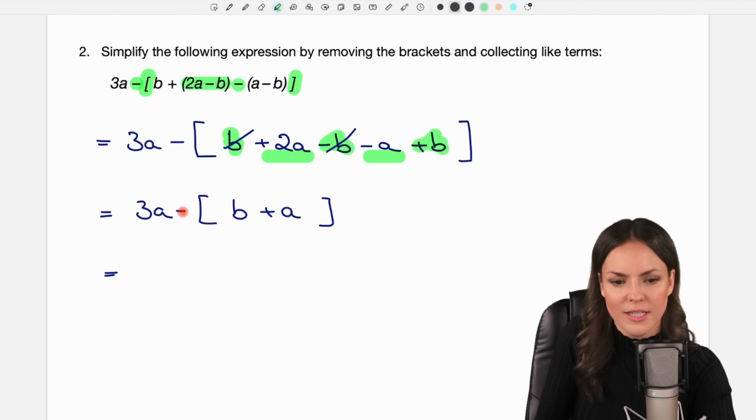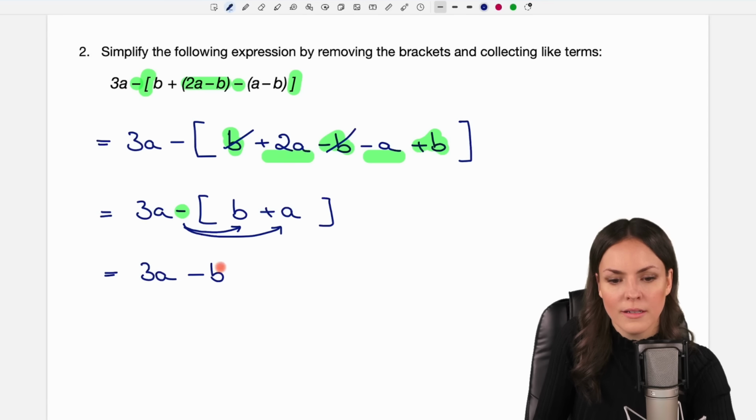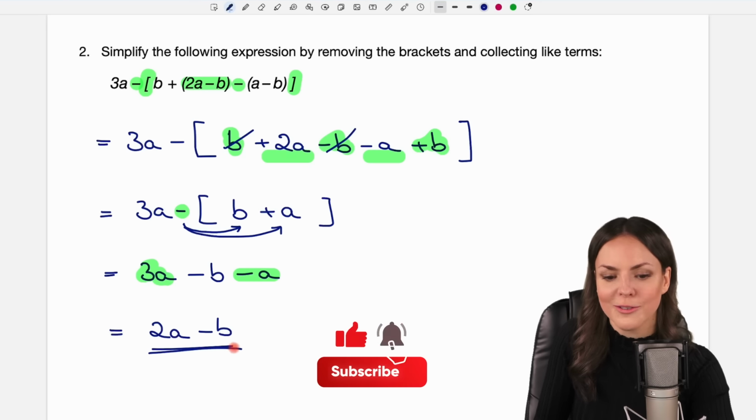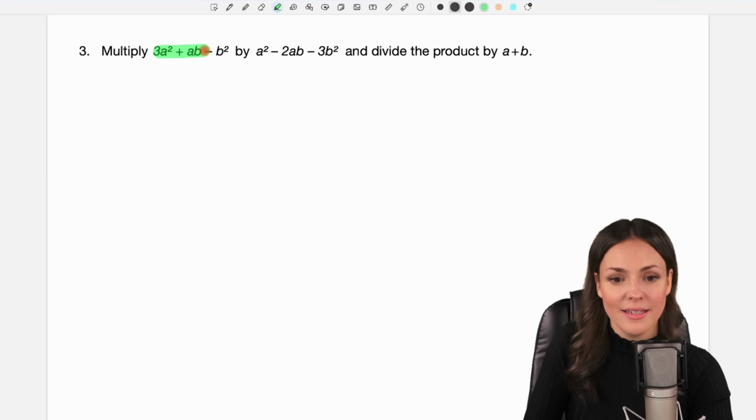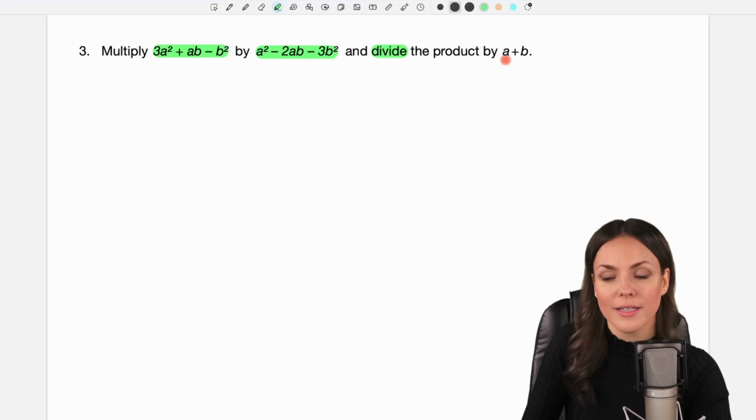Now let's get rid of these brackets here. So we have the 3a, and now we have to change every sign in here. So minus b and minus a. Let's simplify this. 3a minus 1a just equals 2a, and then we have the minus b, and this is our result. Number 3. Multiply this by this and divide the product by a plus b.